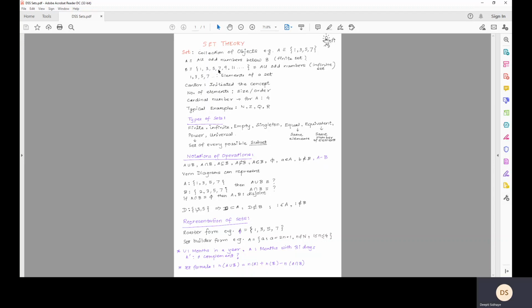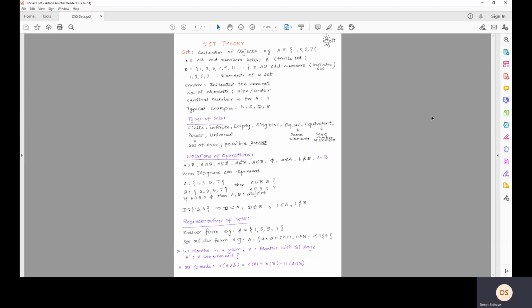It could be months in a year, days in a week, or it could be a numerical set like shown here. A is given by {1, 3, 5, 7}. You can describe it in words by saying all the odd numbers below 8. So basically this has 1, 2, 3, 4, that means 4 elements. So it is a finite set. Now similarly, there could be an infinite set.